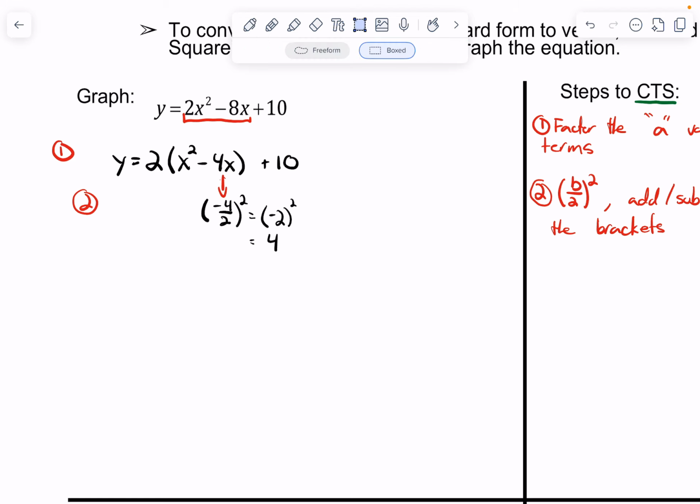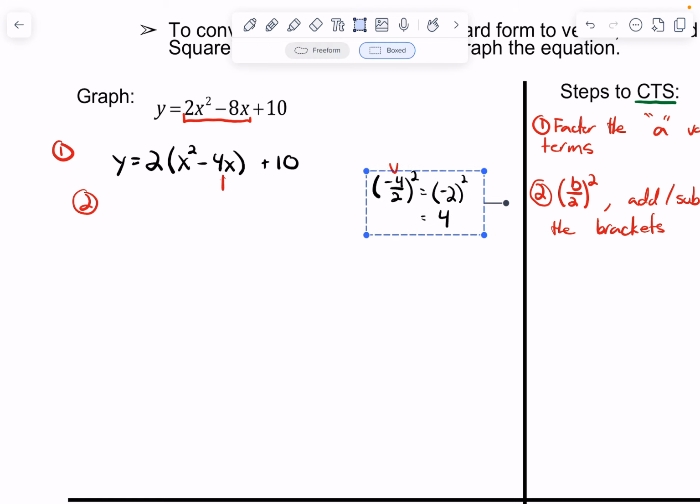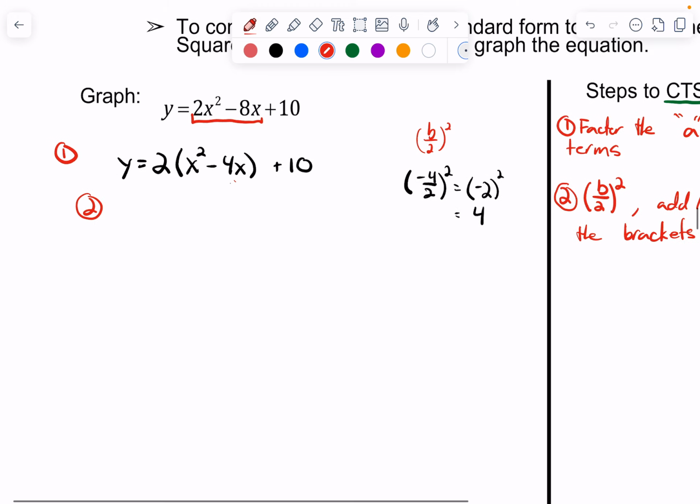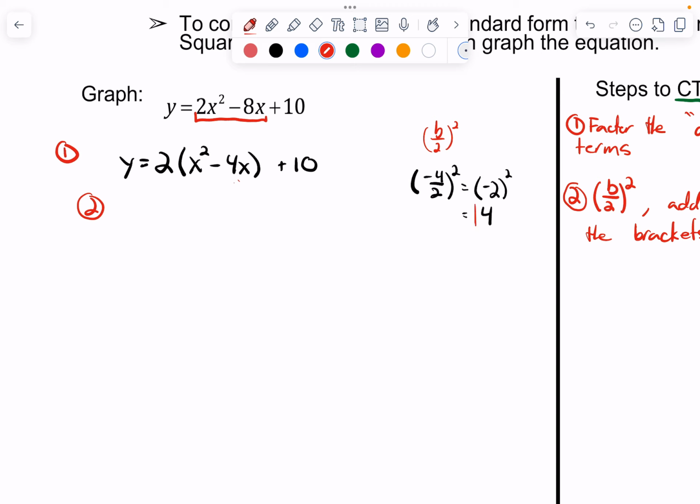So we just have our math working downwards. Let me just put this off to the side over here. So what's going on over here? Again, this is b being divided by 2 and squaring it. The value that we are adding and subtracting is this 4, and again, inside the bracket. So you have y is 2 times x squared minus 4x, and then you are adding a 4 and subtracting a 4. Close the bracket, and then plus 10.